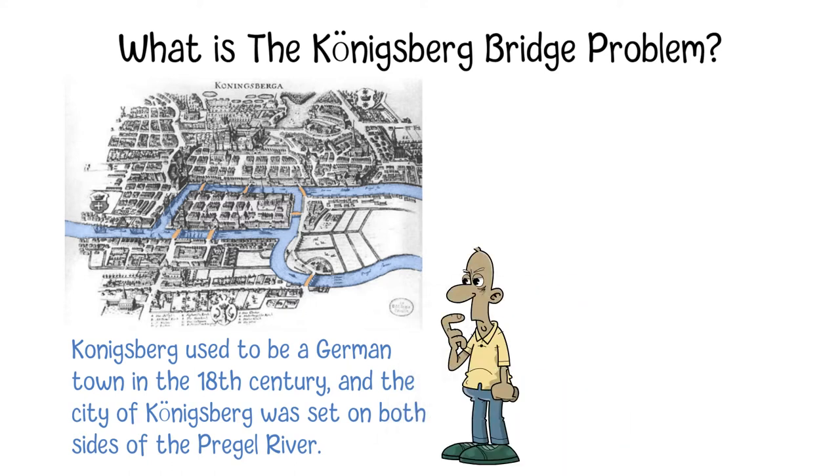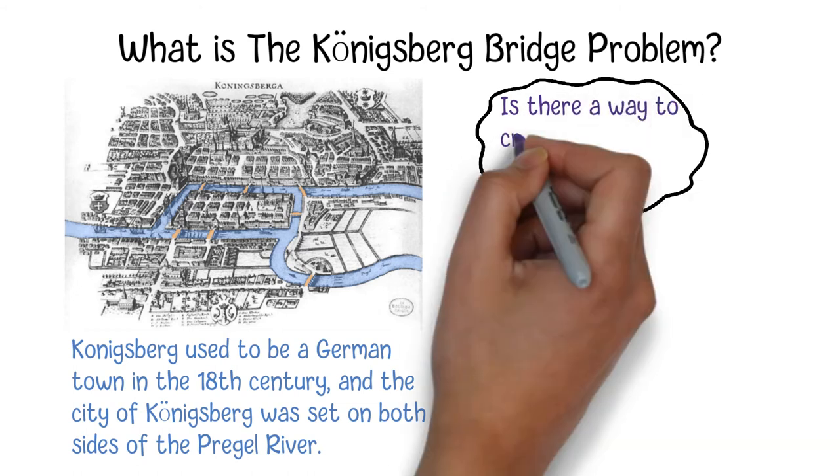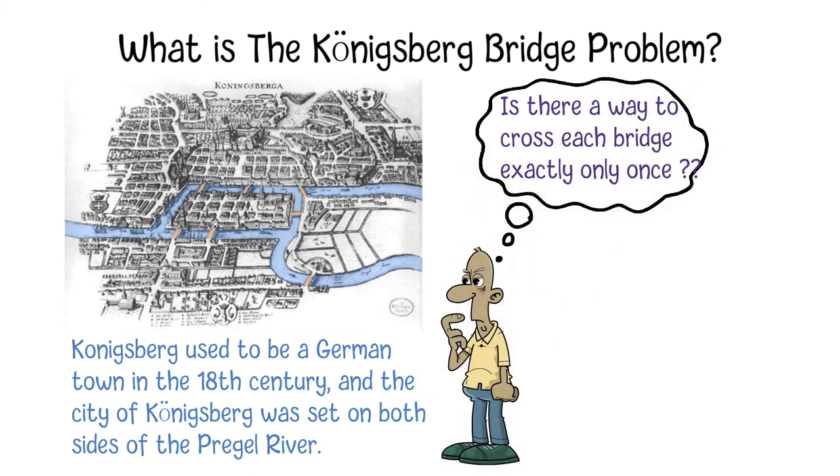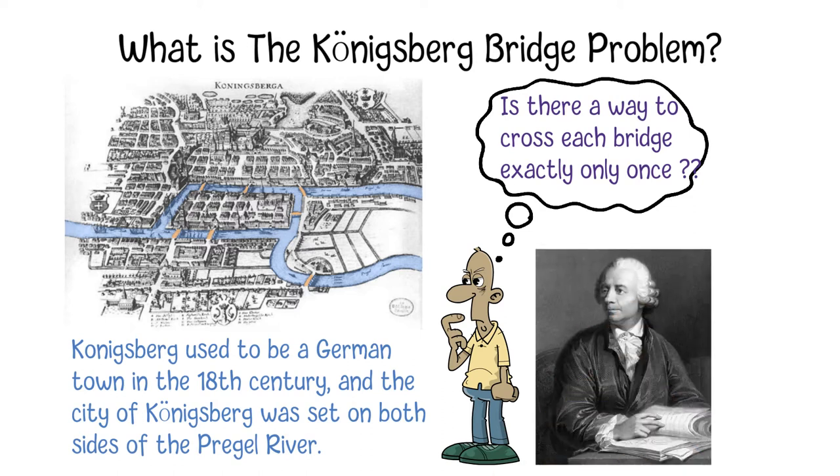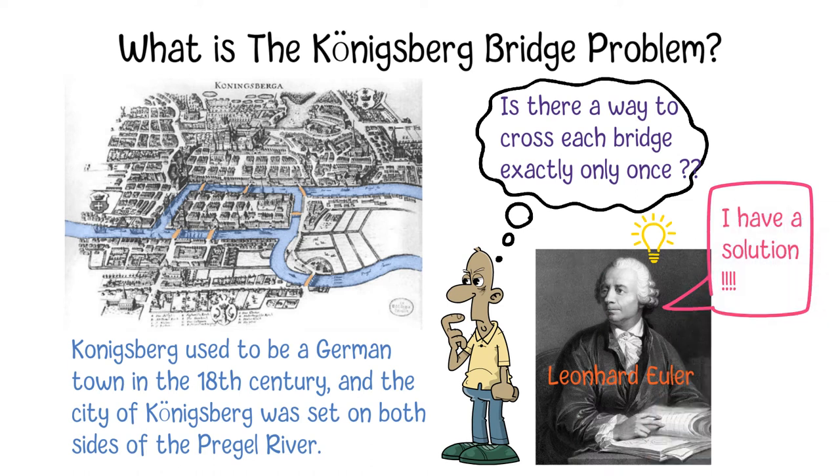The residents of the town have a tradition: they always try to find a way to cross each bridge exactly once. Obviously, this is a difficult problem if we know nothing about the topology. Leonhard Euler, a Swiss mathematician, heard about this puzzle. Finally, he provided a solution which successfully proved that a way to cross each bridge only once does not exist at all.